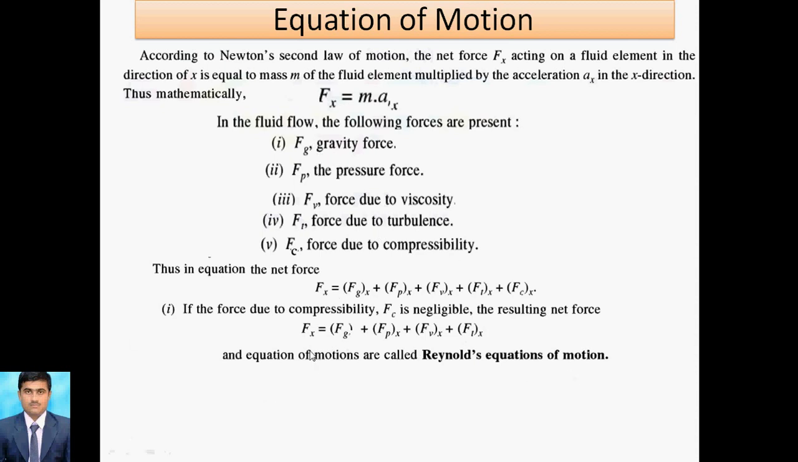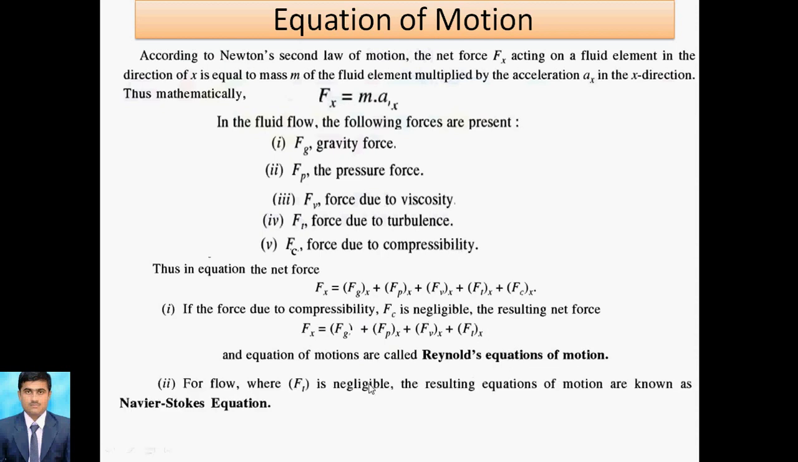Again I repeat: Fx means the net force acting in the x direction. This force resolves into Fg, the gravity force, Fp, the pressure force, Fv, the viscosity force, and Ft, the turbulence force. These forces are involved in the net force, and that equation is called the Reynolds equation of motion.